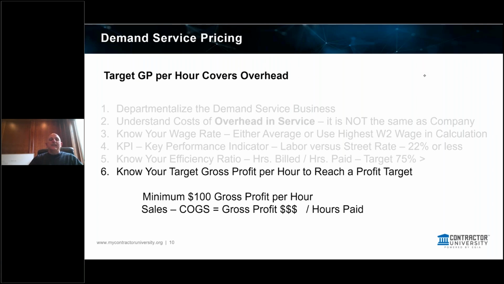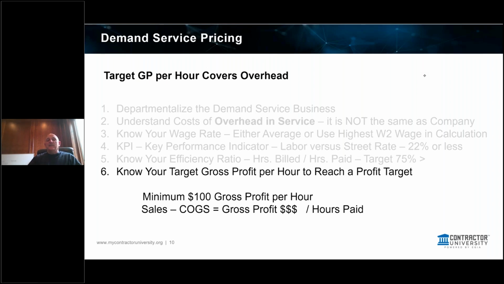So you need to understand that sales minus cost of goods sold give us the gross profit. And then we're going to divide that out by the hours paid. And that's going to give you a company gross profit dollar per hour number. So again, look at your service department hours. This is strictly service department. So maintenance does not count in this equation. So only demand service. We're going to treat maintenance as a separate area. And that's a conversation that we can have in a workshop or on an online type event when we have more time.